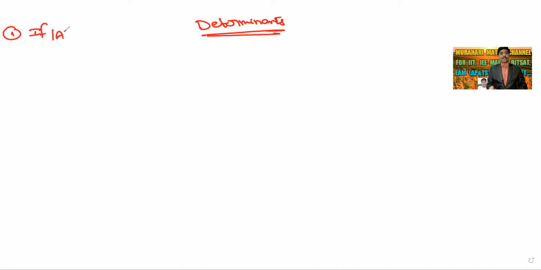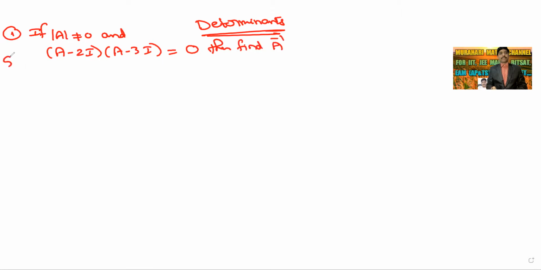If determinant of A is not equal to 0 and (A minus 2I) into (A minus 3I) equal to O is given, then we have to find A inverse. Here O is the null matrix. So what is given? (A minus 2I) into (A minus 3I) equal to O.